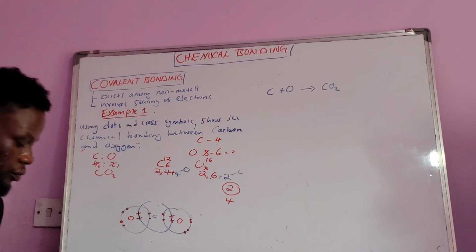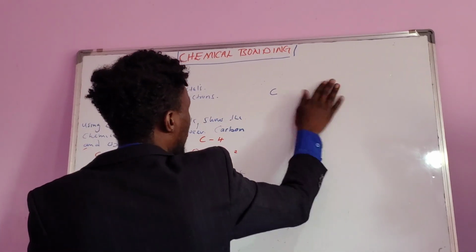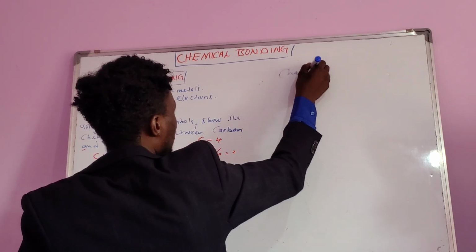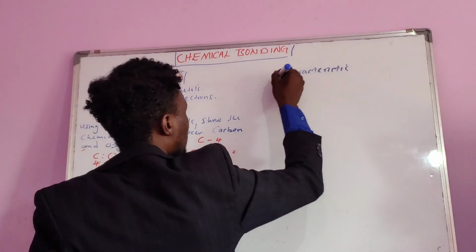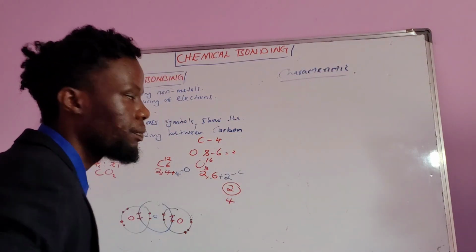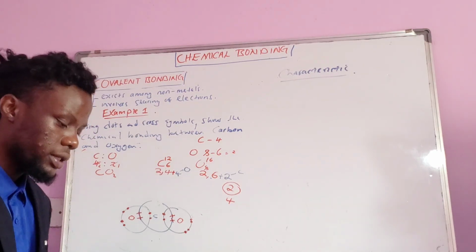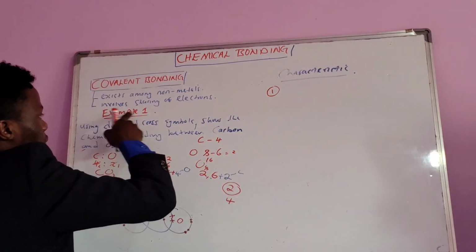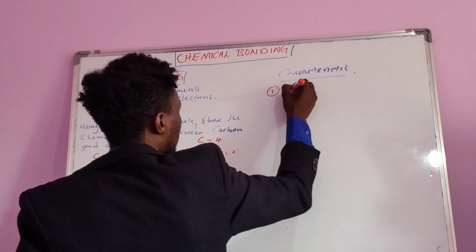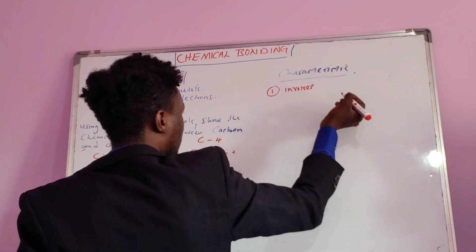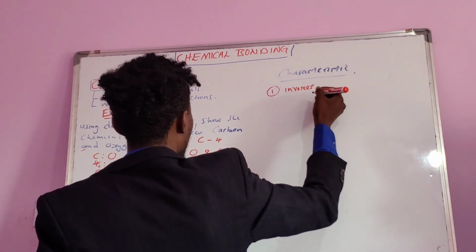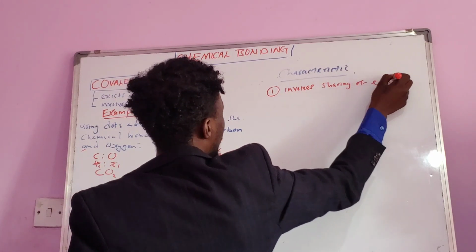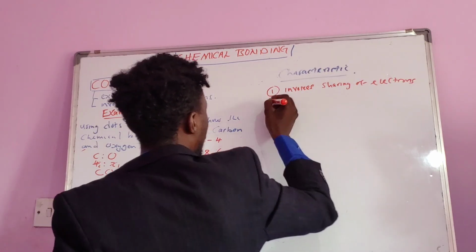All right. Now, the last part that we need to talk about is the characteristics of covalent bonding. What are the characteristics of covalent bonding? The first characteristic is that it involves sharing of electrons. If you are asked to write the characteristics of covalent bonding, we're going to say involves sharing of electrons. Okay, that's the first one.